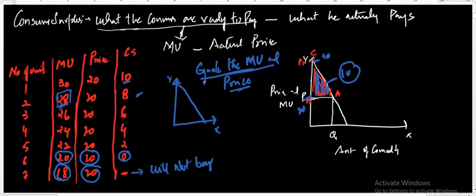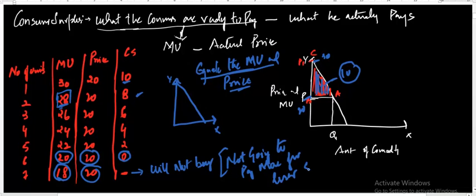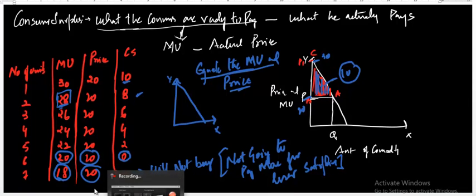So what a consumer tries to do is equate the marginality and the price, so he is not going to pay more for lesser satisfaction. So in this case, he is not going to buy this commodity because the satisfaction is less than the price.